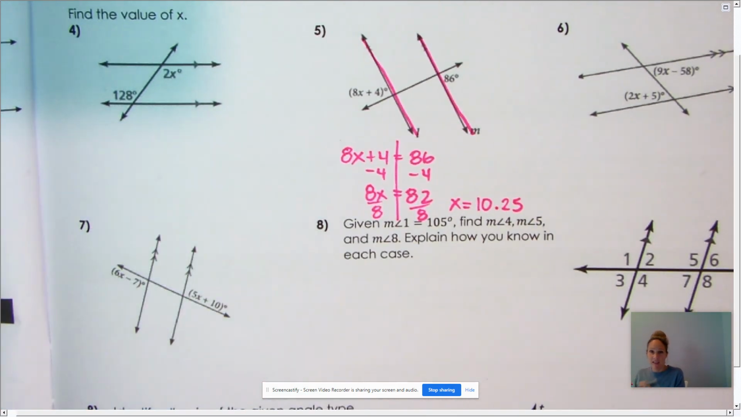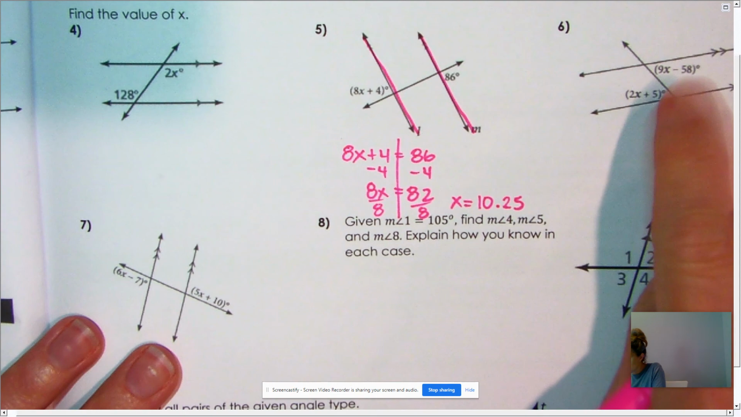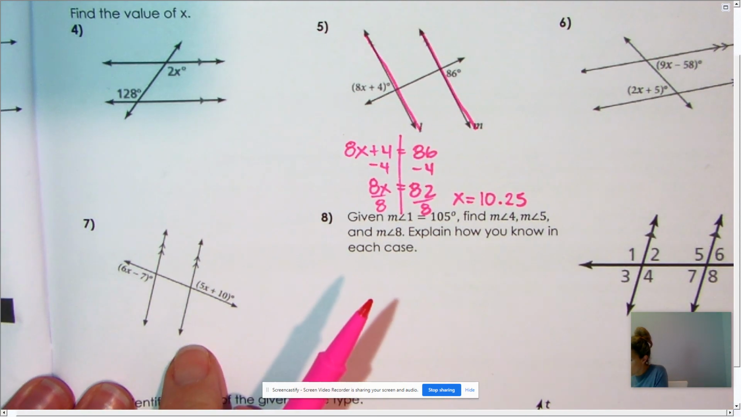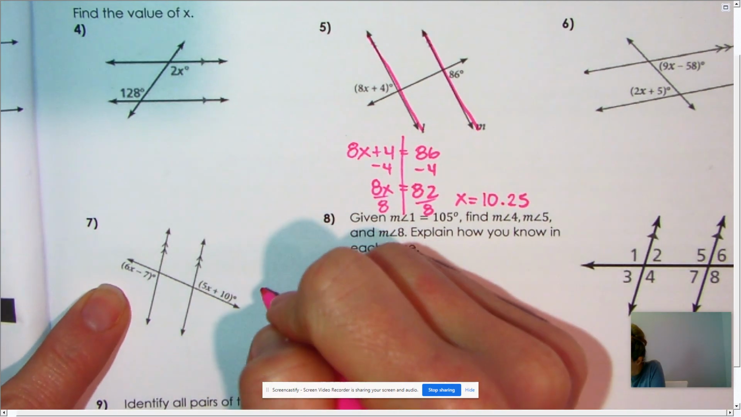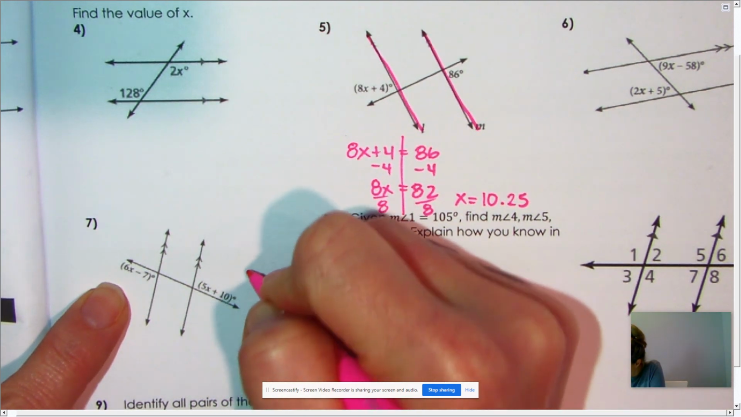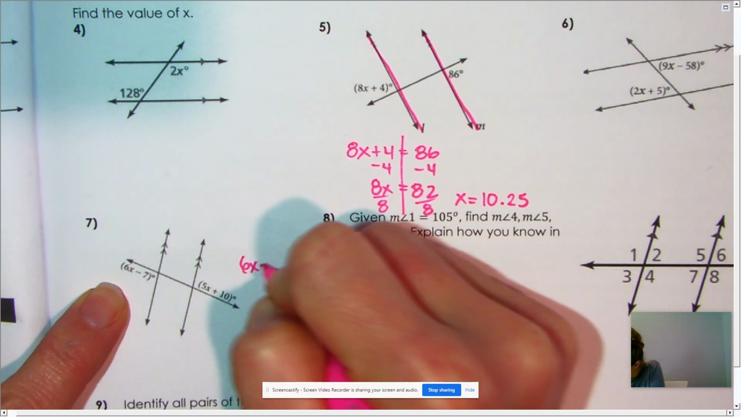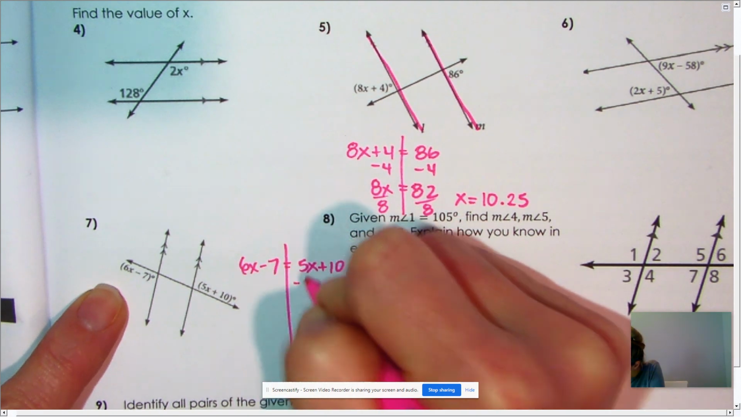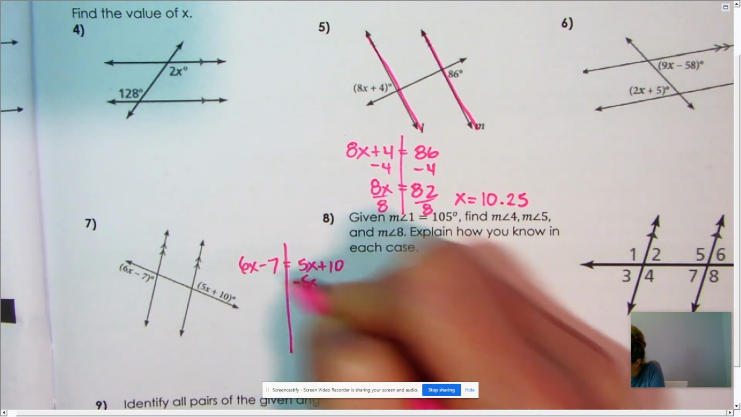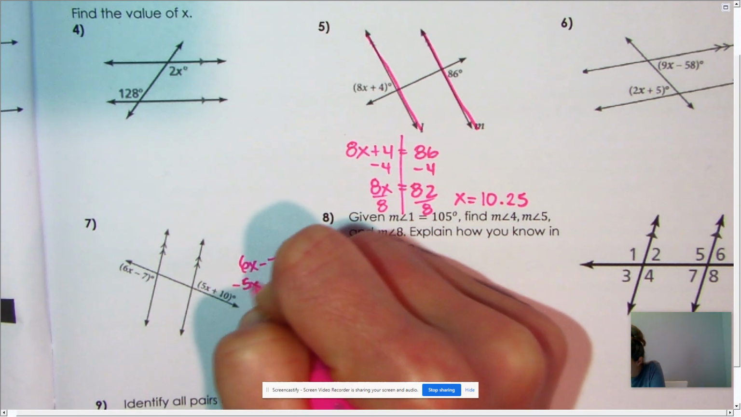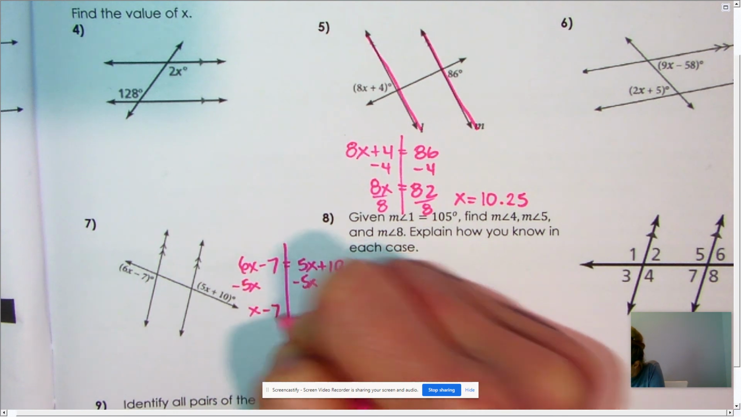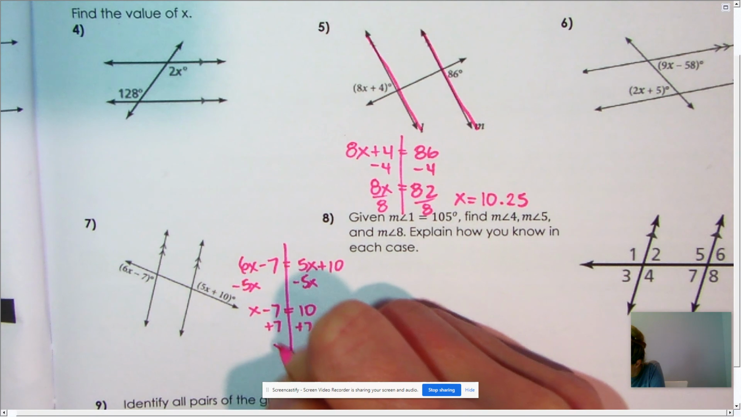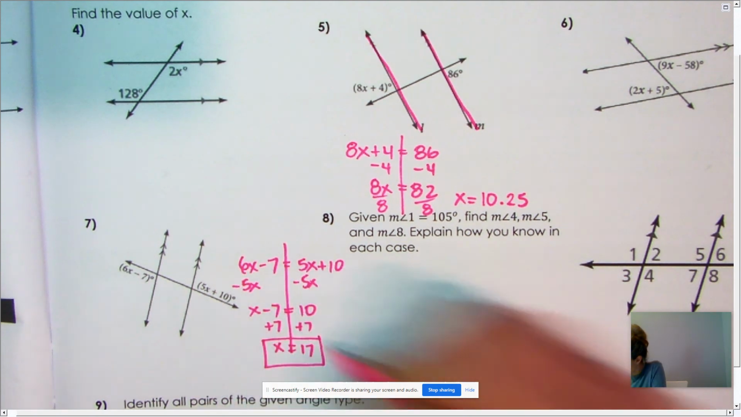Okay, question number 6, I'm going to skip, but just set those equal to each other. Start by subtracting the 2x. Question number 7, we're going to set these equal to each other because they're alternate exterior angles. So we're going to say 6x minus 7 is equal to 5x plus 10. I'm going to start by subtracting 5x on both sides. And if this looks familiar, it's because it was in your warm-up. 1x minus 7 is equal to 10. So I'm going to add the 7 on both sides. So we get x is equal to 17.